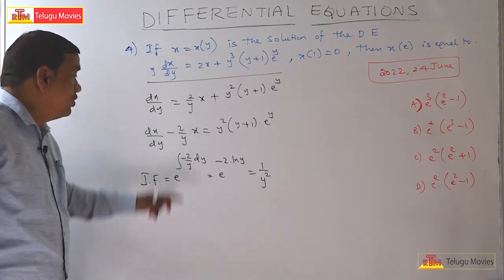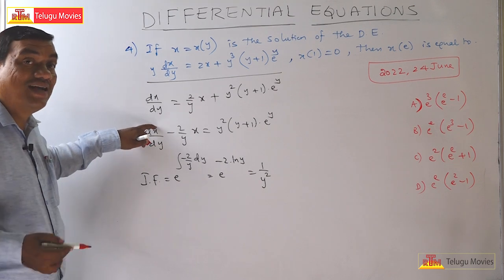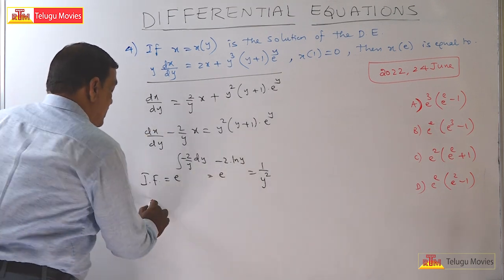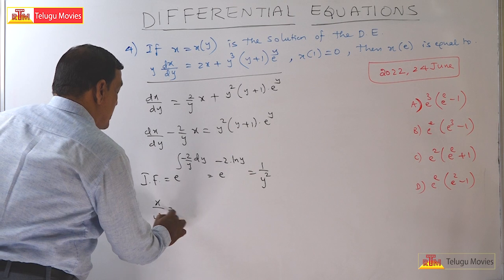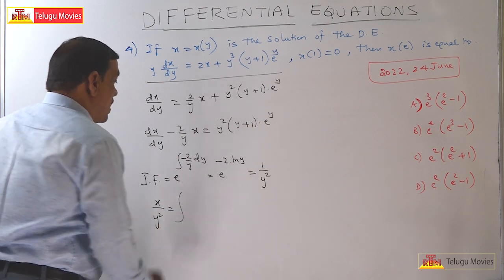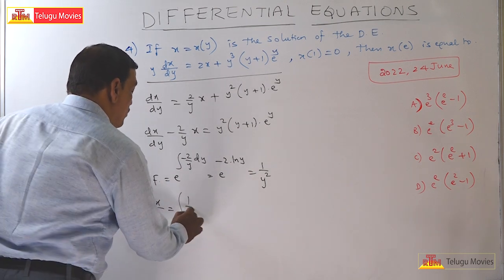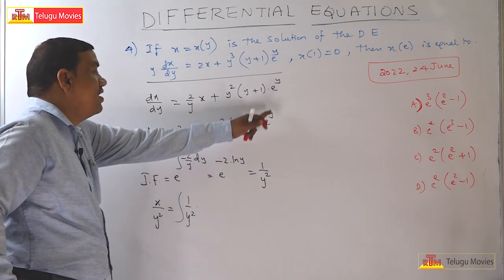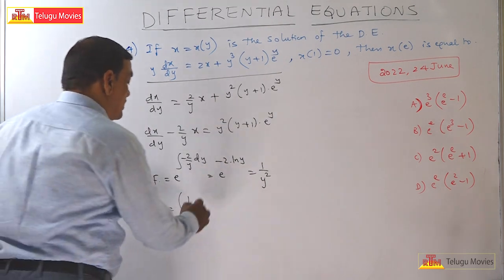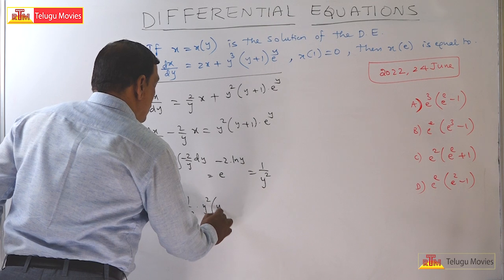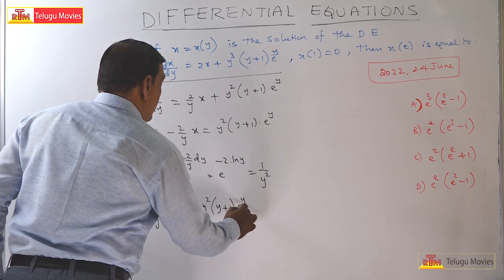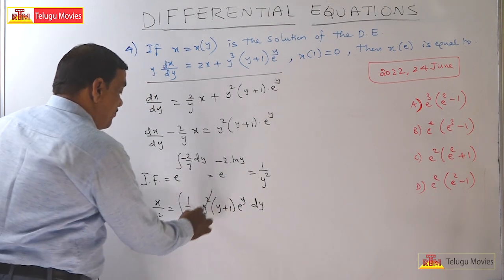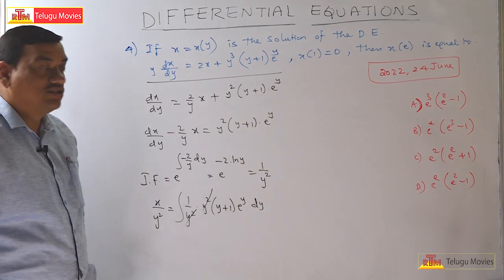So what is the general solution? Here, x into the integrating factor, that is x by y square, is equal to the integral of the integrating factor into the right-hand term. So that is equal to integral of y square into (y plus 1) into e power y dy, where y square will get cancelled.